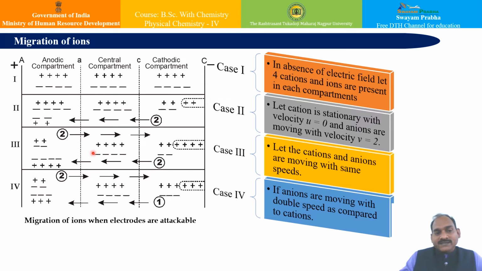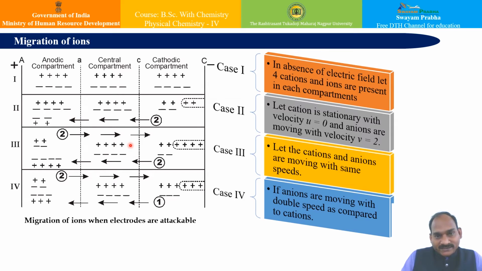Similarly, let us see another case wherein cations and anions both are moving with the same speed, that is U is equal to 2 and V is equal to 2. In this case, two cations move from the anode compartment to the cathode compartment, and two anions from the cathode compartment to the anode compartment. And therefore, there are 4 excess opposite ions in each compartment.